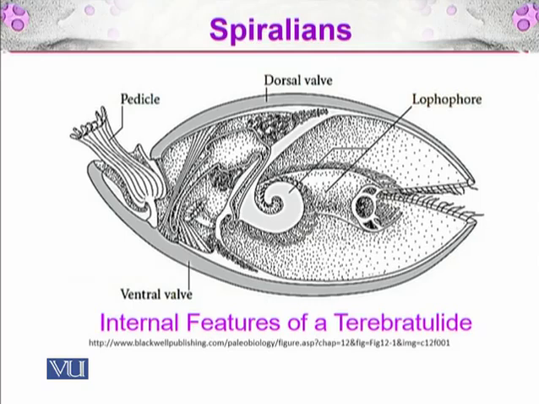So you can see a particular terebratulid, and you can see the internal features of it. So you have the lophophore. The lophophore is the internal arm, the filamentous feeding structure. And you can see the dorsal valve. The dorsal valve is the smaller one. And then comes the ventral valve, which is the larger one. The ventral valve is also called the pedicle valve. These are the internal features of the terebratulid.